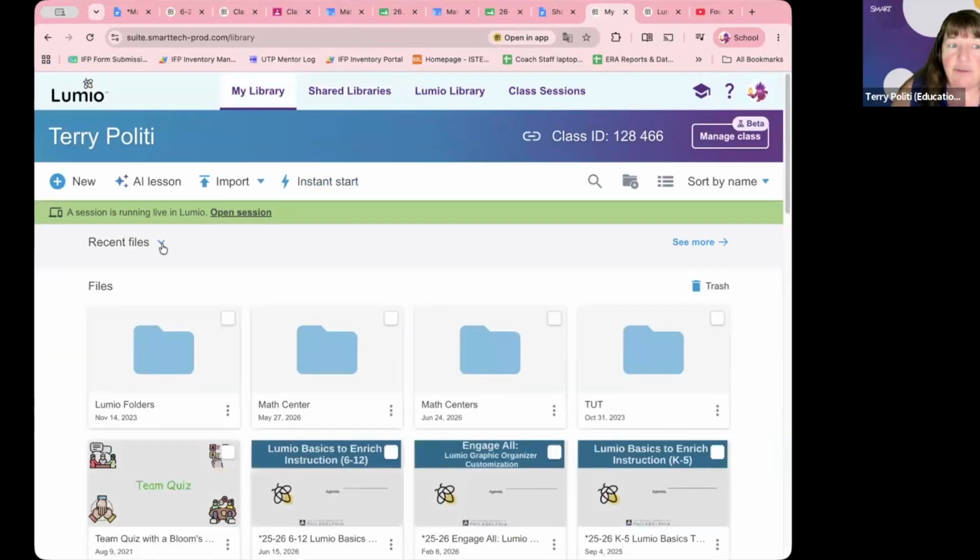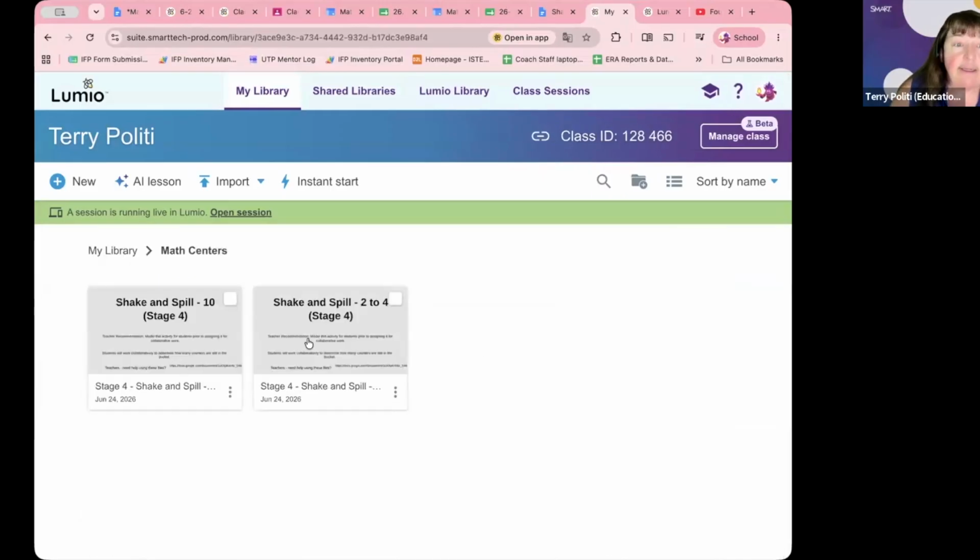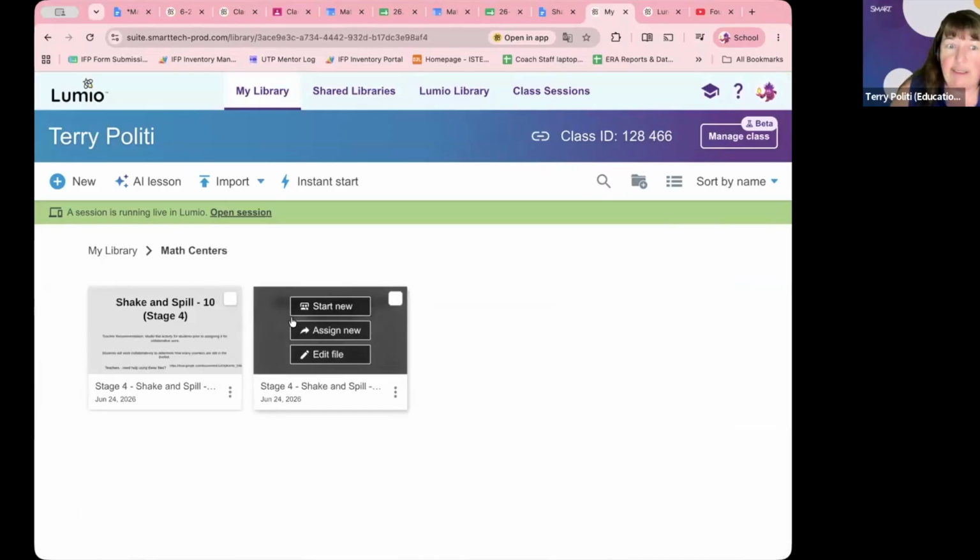By the way, this recent files drives me crazy. So sometimes I just click it up so I can't see it. I just created a Math Centers folder today. I'm going to go in there, and there's one of the ones I need.